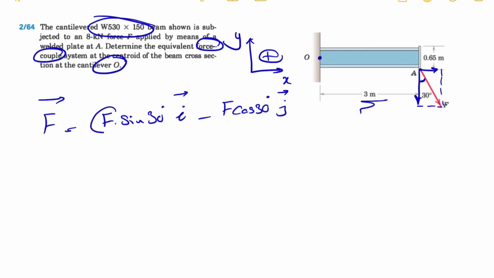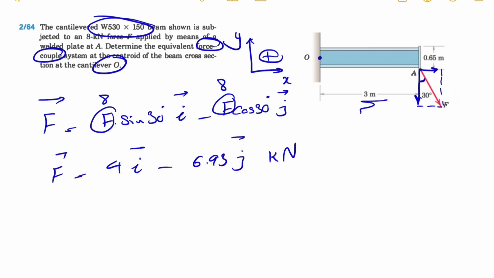We know our F is 8 kilonewton, so if we plug in 8, the I will be 8 sine of 30. We know sine of 30 is 0.5, so 8 divided by 2 will be 4. That's going to be our I, and 8 times cosine of 30 is going to give us 6.93, and that would be our J. Since the force is in kilonewton, we get a kilonewton unit for our F. So half of the question is done, the force is over.